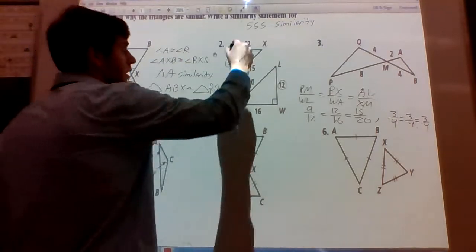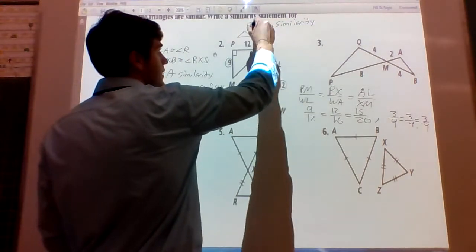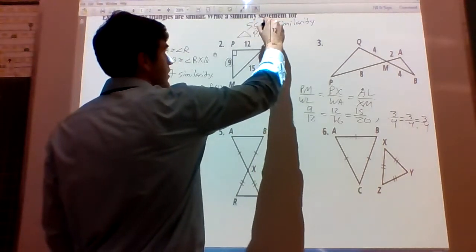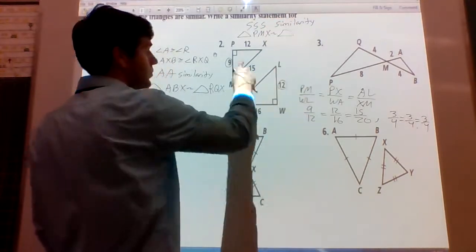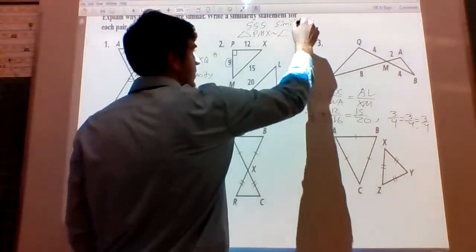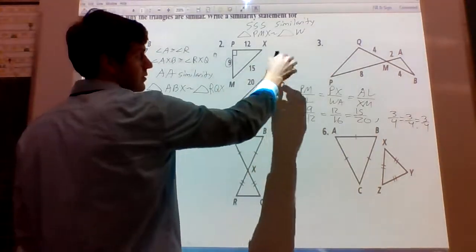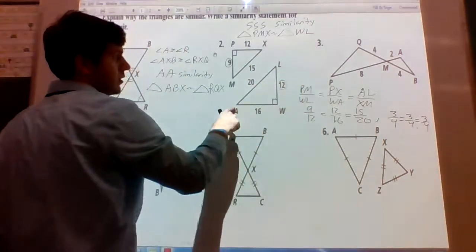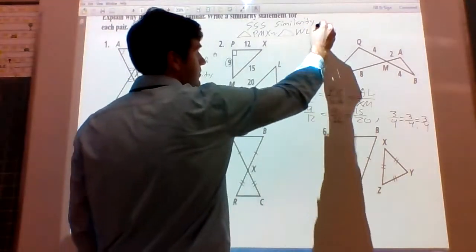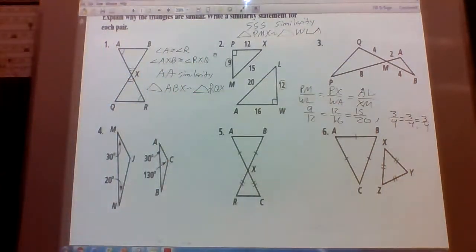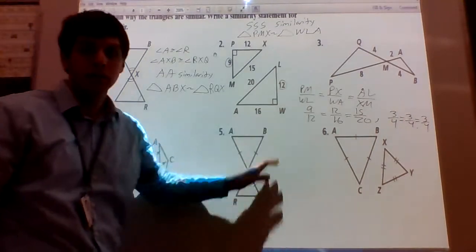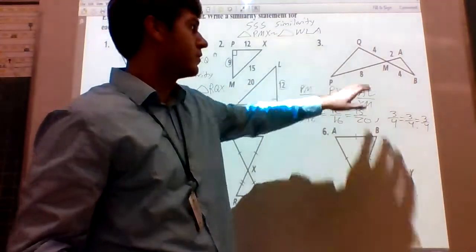Okay. Triangle PMX is similar to triangle, so P is going to be W. Then we went down the short side, so we got to go up the short side. That's going to be L. And then over to A. Okay. Again, pause it if you need to write this down or look at it more because I need the room for this one.